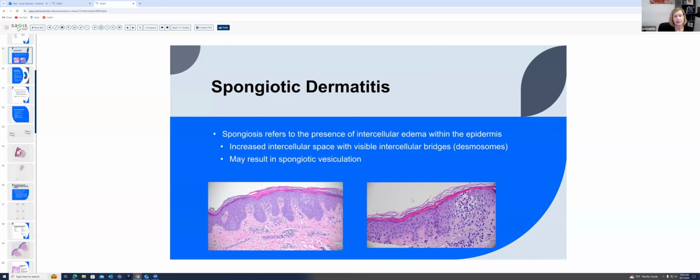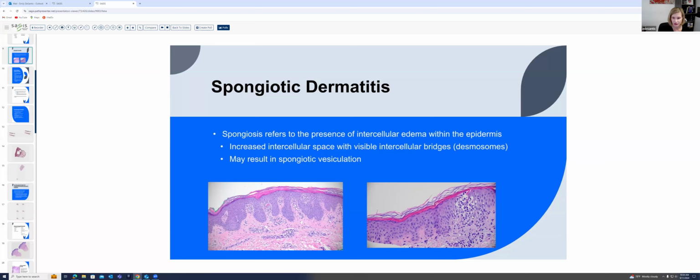Spongiosis is the presence of intercellular edema in the epidermis. So it results in increased space between the keratinocytes that appears as white spaces or cleared out spaces in the epidermis. This allows us to actually see the individual connections between the keratinocytes, which are the desmosomes, and can also result in spongiotic vesiculation, where you actually get little vesicles within the epidermis.